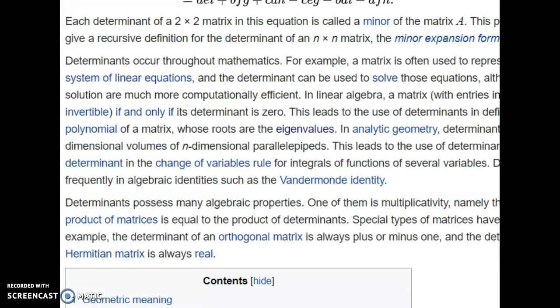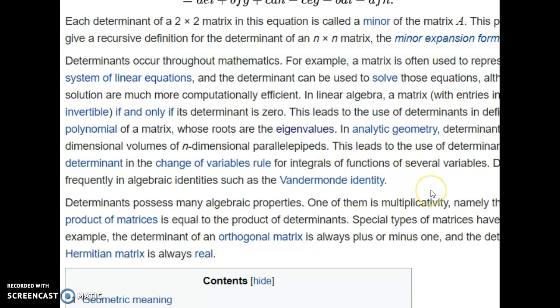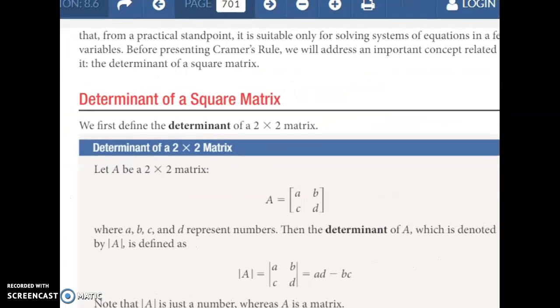And then they have some other important stuff here where they're talking about polynomials, characteristic polynomials, eigenvalues, things like that. So, far out mathematics to some point. And then actually here, they're pretty much using determinants to figure out what Cramer's rule is, which I will define in a moment as well.